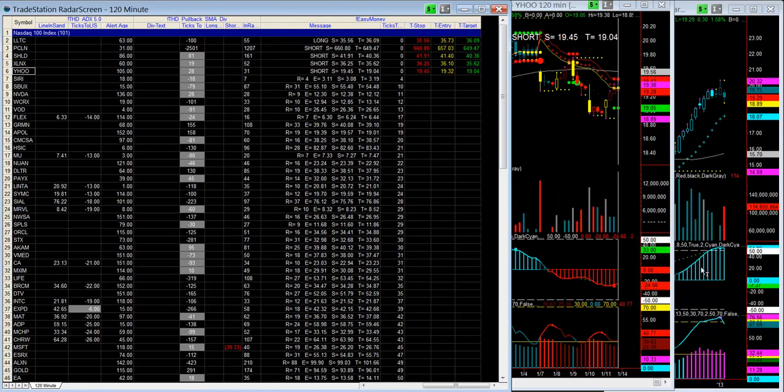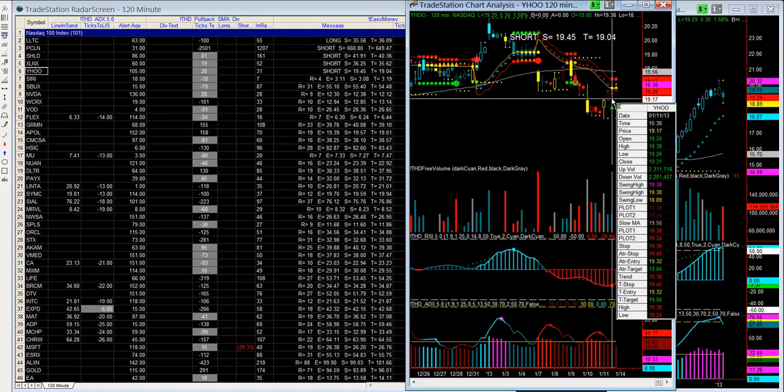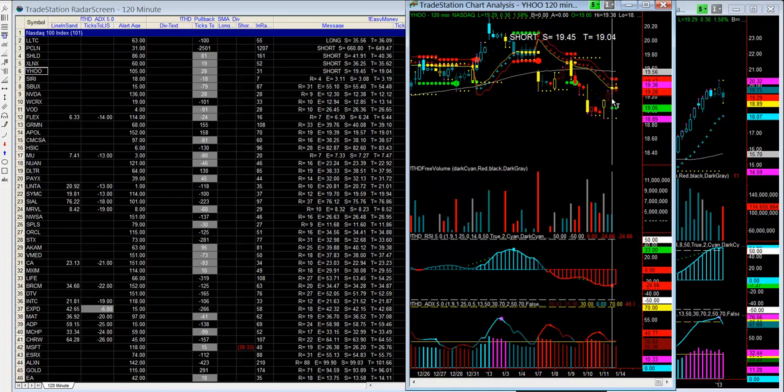Your next one is Yahoo. Now with Yahoo, you could actually already be in this one. You actually would have entered when it touched the yellow line because you already had volume divergence, so you would have been in at 19.32. Your stop would be 19.45. First profit target would be 19.04. And the only reason that you would be able to take this one is because you do have the magenta peak over here on the weekly chart.